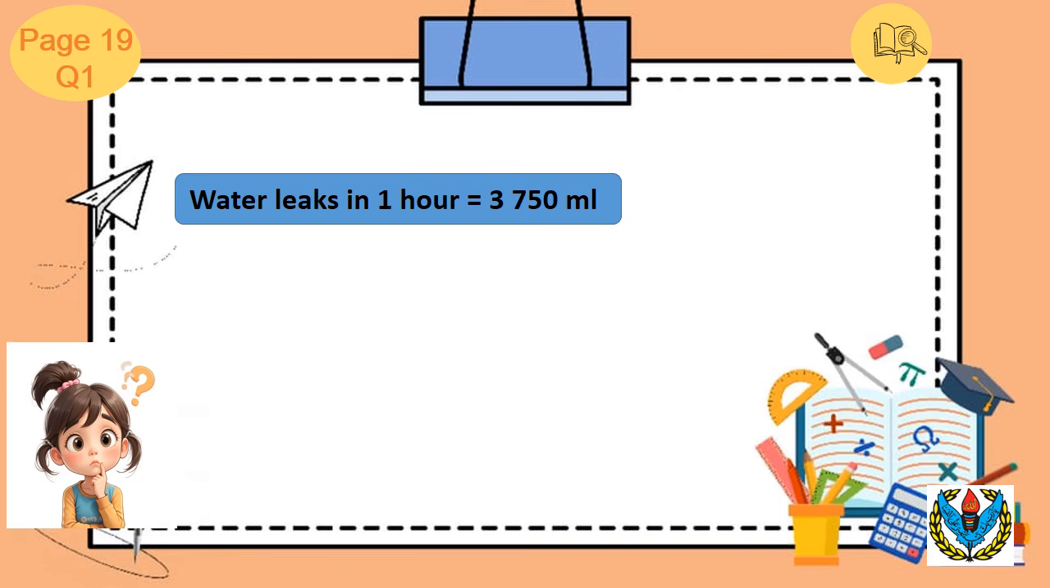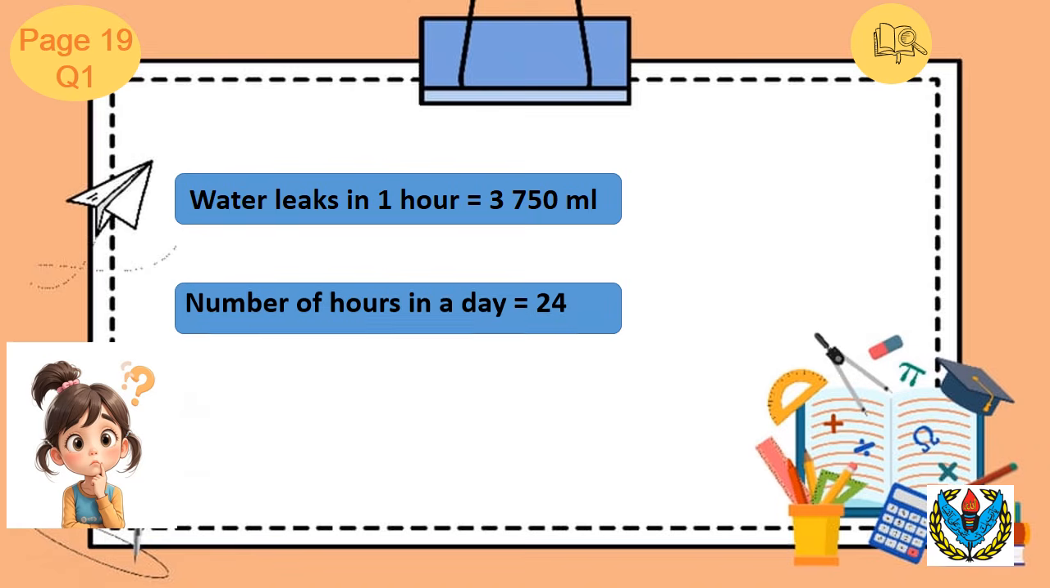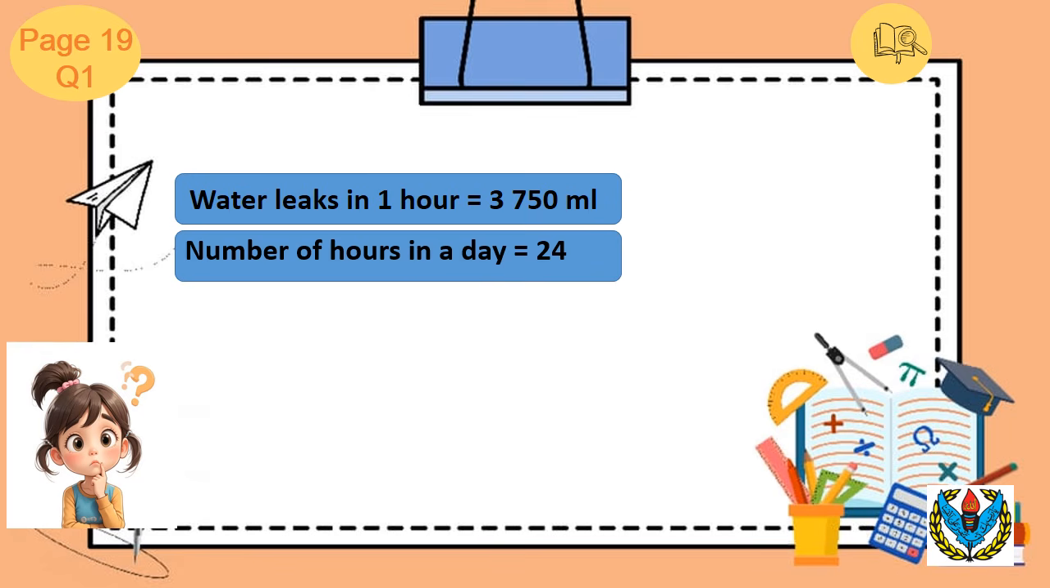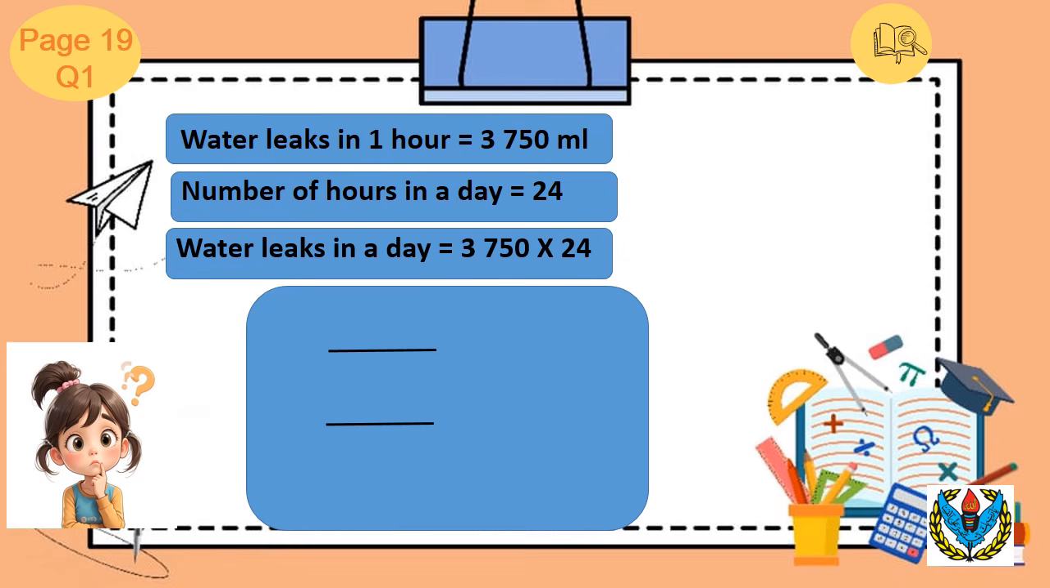3750 ml. Now in the second line, notice there is a day. A day means 1 day. So the second statement is number of hours in a day is equals to 24. Now, what we are finding? How much water will be wasted in a day? So, the last and the third statement is water leaks in a day is equals to 3750 multiplied by 24.